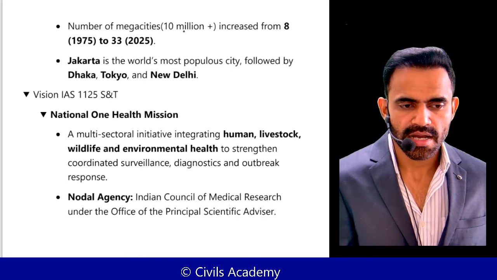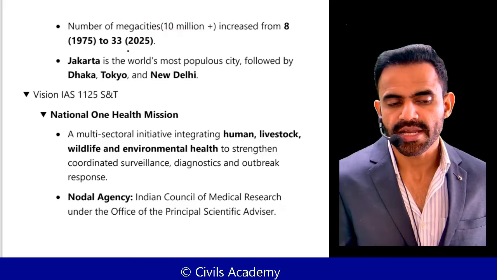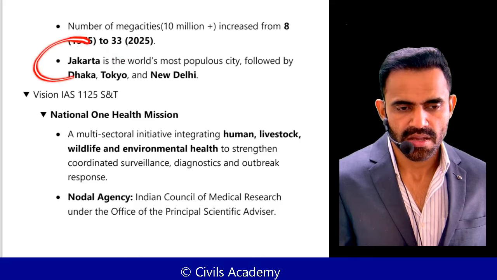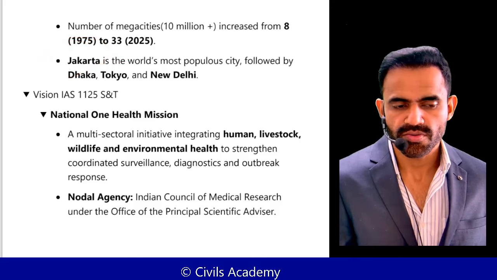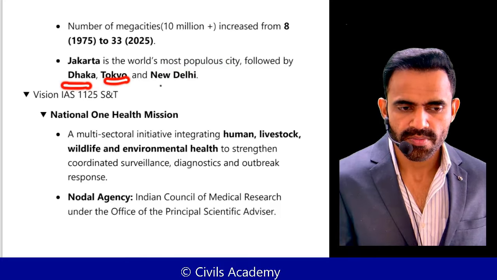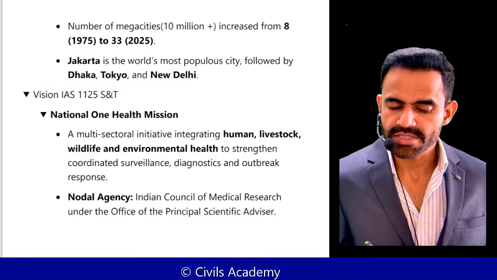And the number of mega cities basically means the population is more than 10 million. That has increased from 8 to 33. Jakarta, that is in Indonesia, is the most populous city. It is followed by Dhaka, Tokyo, and Delhi. And with this, the social security section is over.